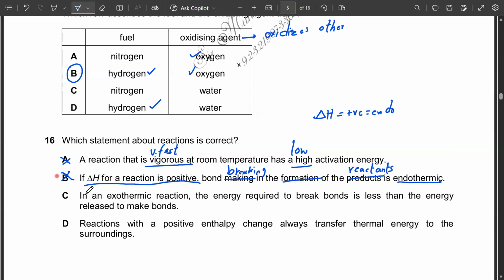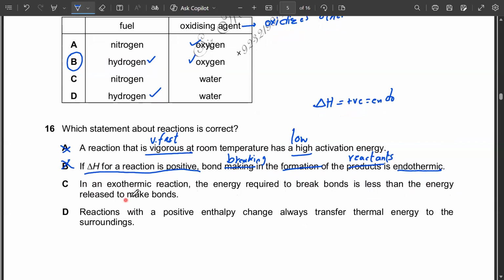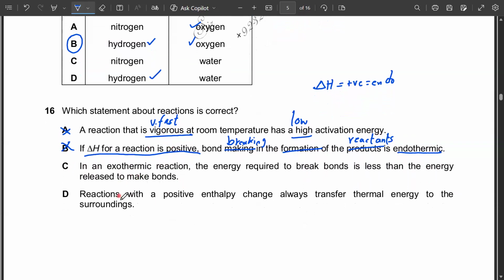So that's B is incorrect. Then C: in an exothermic reaction, the energy required to break bonds is less than the energy released to make bonds. Now, if we need to justify this statement, just recall the formula which I explained before, the simple and easiest way to represent delta H.